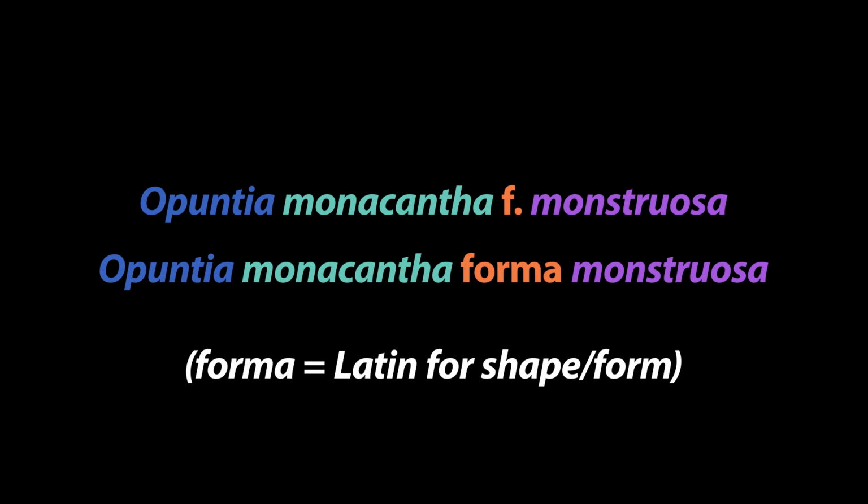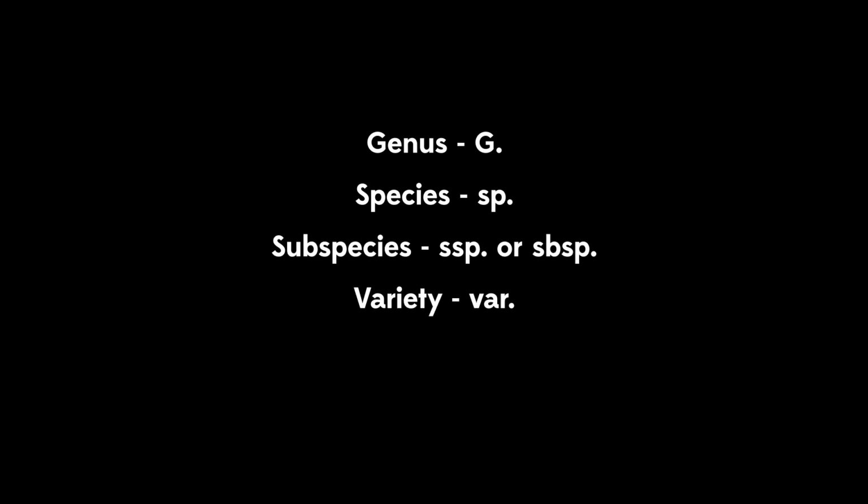And finally, demonstrating how forms are labeled. Opuntia monacantha form monstruosa. Opuntia is the genus, monacantha is the species, and the form or forma is monstruosa, meaning monstrose in Latin. And remember, monstrose refers to a type of mutation that causes the plant to grow in an odd shape, an aberration. So now that you know a bit more about the parts of a plant's name, you can start honing in on the identification. Start with the genus, then find the species, and whether or not it's a subspecies, variety, cultivar, or form.